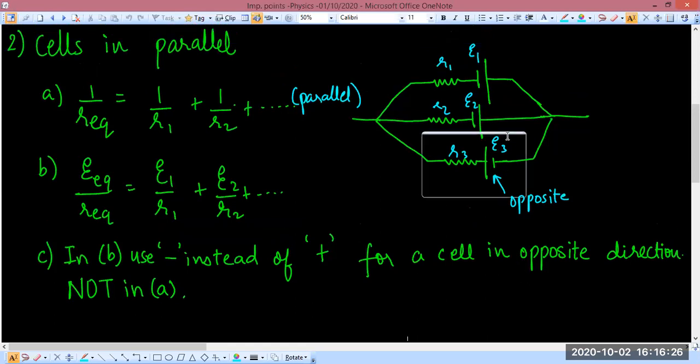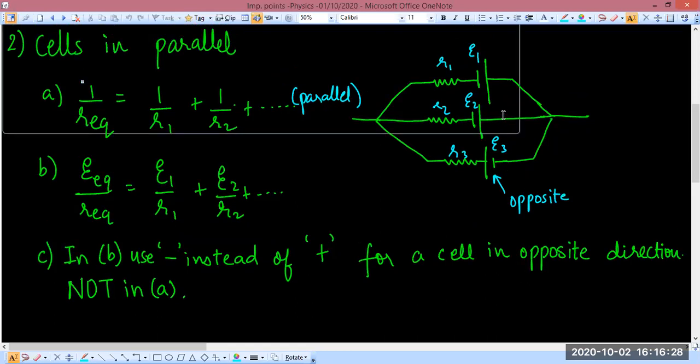I've also tried to give you an example here. Is the point C clear? I'm concerned about whether you have understood the point C. Is the point C clear, everyone?